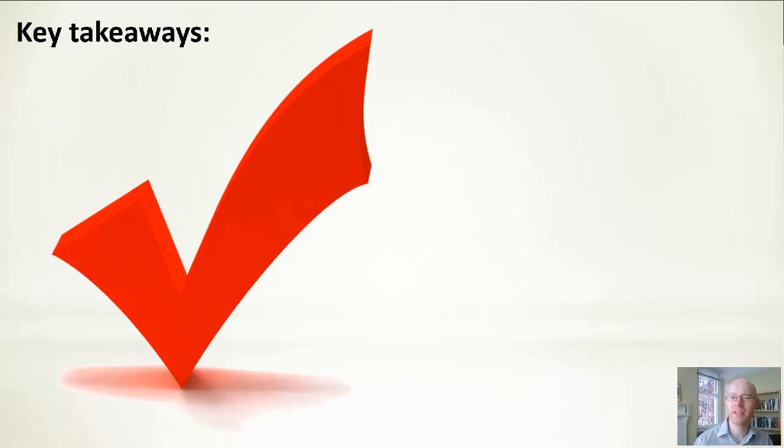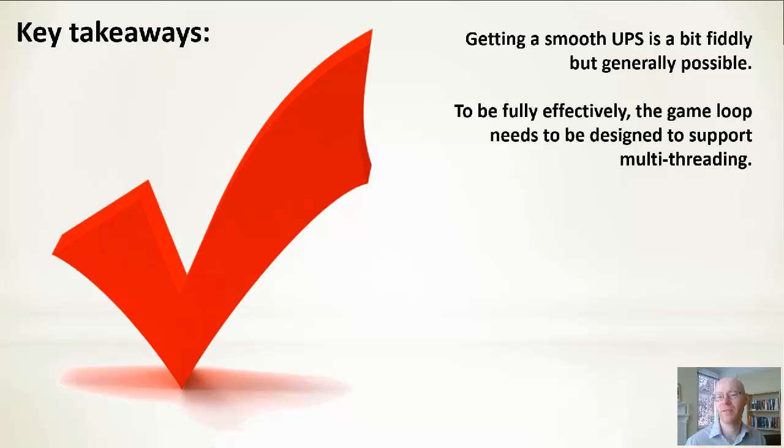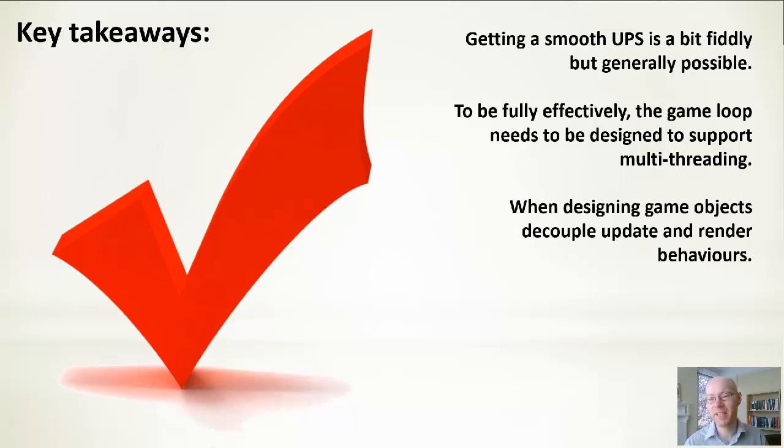So, takeaways from this: getting a smooth number of updates per second is a bit fiddly, but generally not too bad. To be fully effective, the game loop needs to support multi-threading. That's a reality nowadays. You can do it if you want. It'll be worth bonus marks in terms of your design. Final point, and this is important: when designing game objects, make sure you properly decouple the update and the render behaviors.